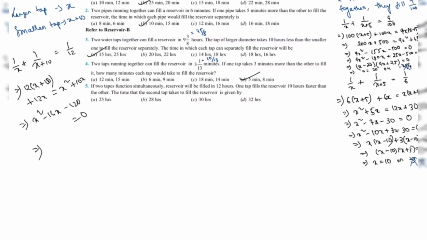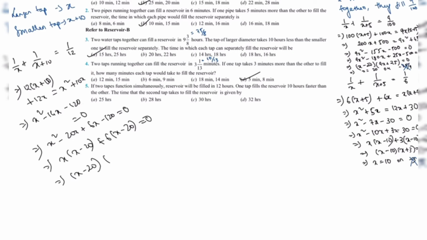And again, this is clearly visible because x square minus 20x plus 6x minus 120 equals 0. This will give us the answer. So x into x minus 20 plus 6 times x minus 20 is 0, which gives us x minus 20 times x plus 6 equals 0. So x equal to 20 or minus 6. Minus 6 is impossible. So one of them is 20 and the other one is 30. Let's say this one. Okay.